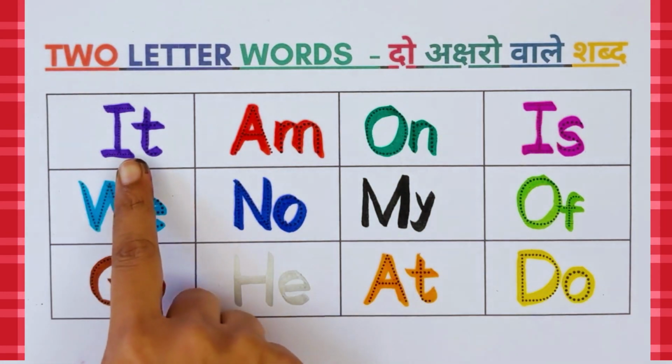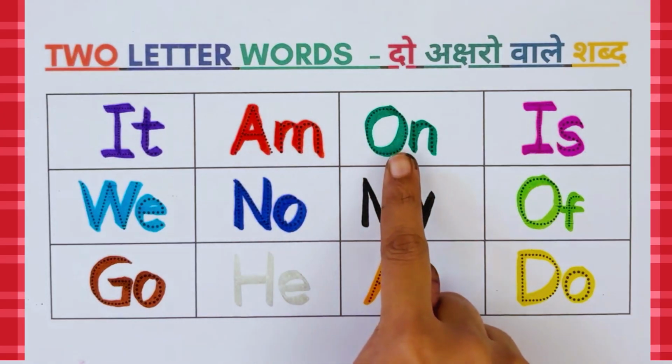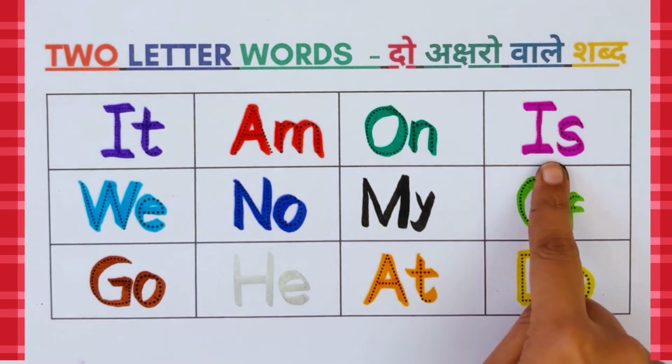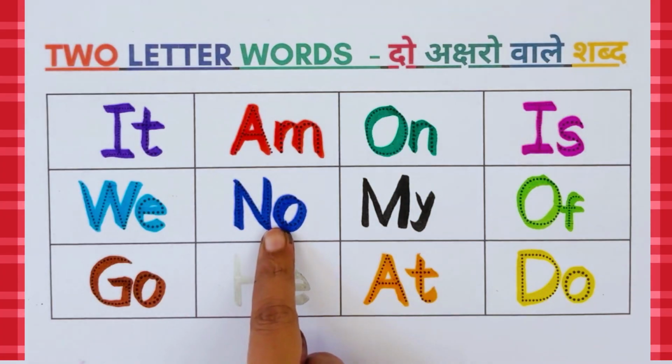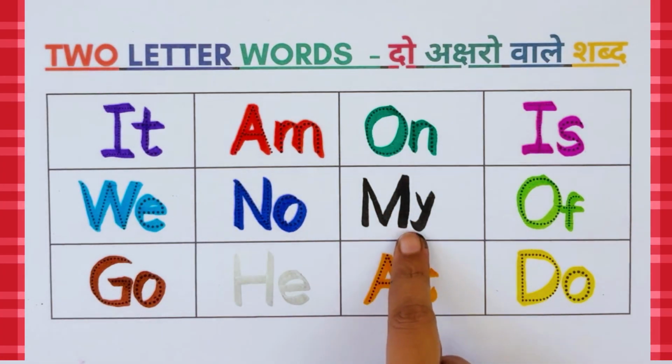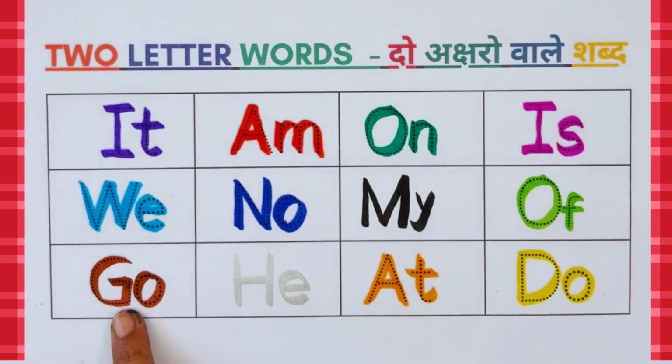Now for the very last time, let's do it together. Okay? It. Am. On. Is. We. No. My. Off. Go. He. At. Do. Yay! Finally, we did all our two-letter words.